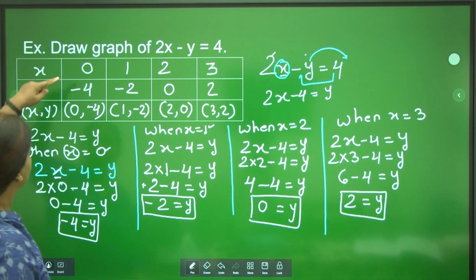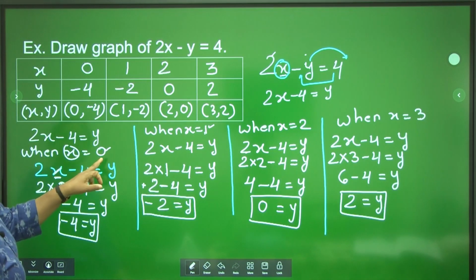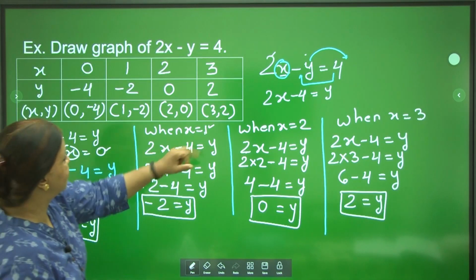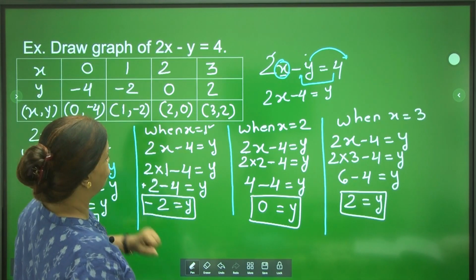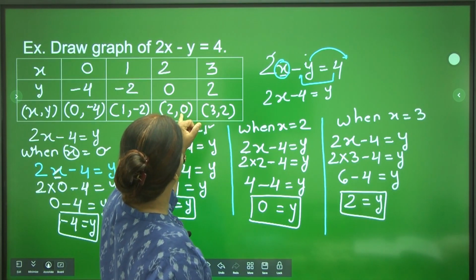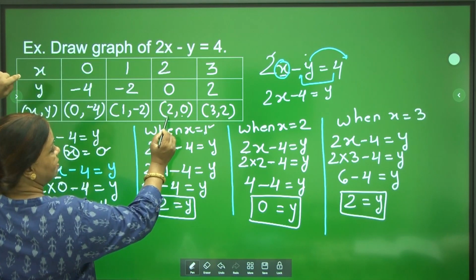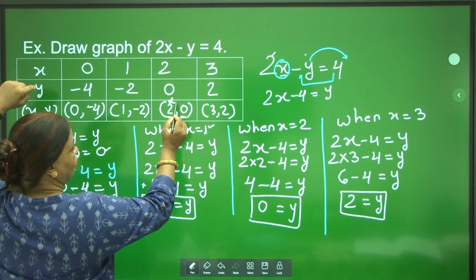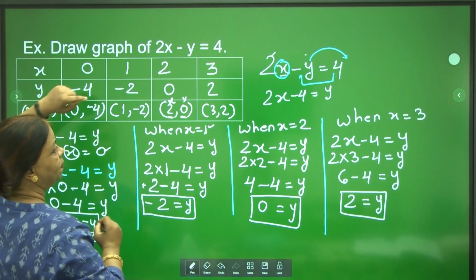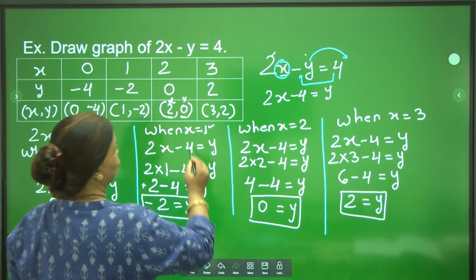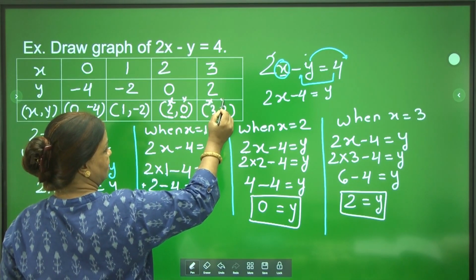Now let's check. When I assumed x as 0, my y value is minus 4. When I assume x as 1, my y value is minus 2. When I assume x as 2, my y value is 0, that is 2, 0. Always this number will be x and this will be y. This is your x coordinate, this is your y coordinate. Then when I assumed x as 3, my y was 2. So this is x and this is y.